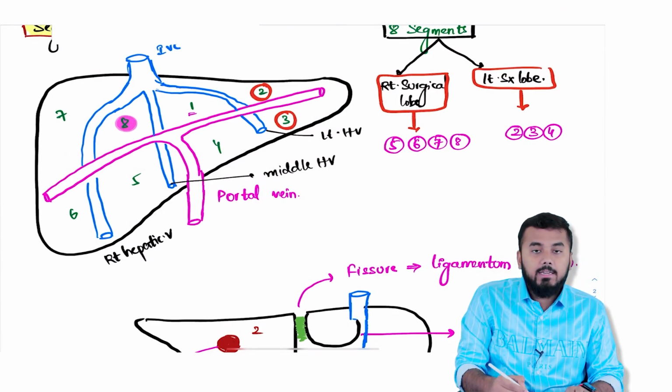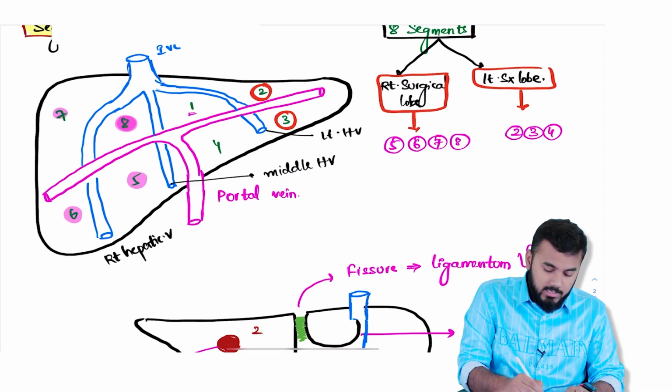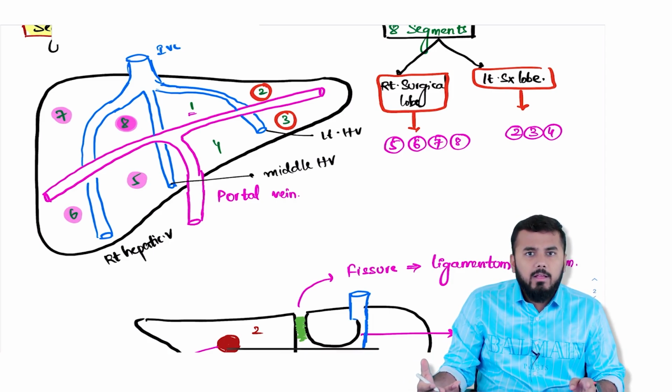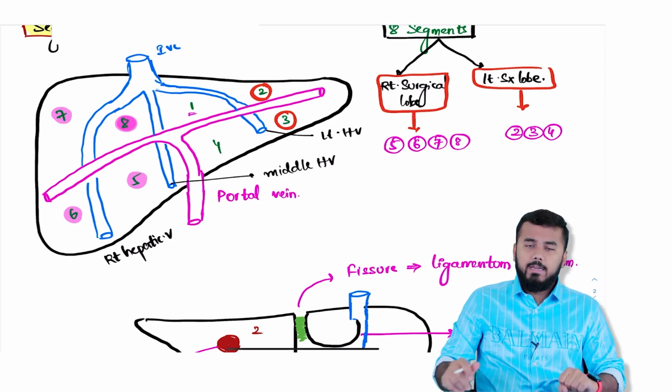Okay. Another important thing is that if you look here, this is called the 8th segment. This is called the 5th segment, 5th, 6th, 7th as well as 8th. All of these segments, where do they secrete their bile? They drain their bile into the right hepatic duct.